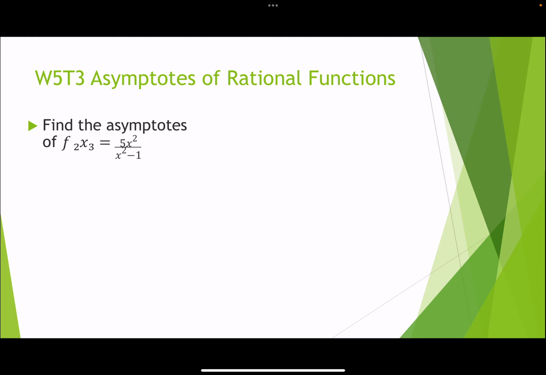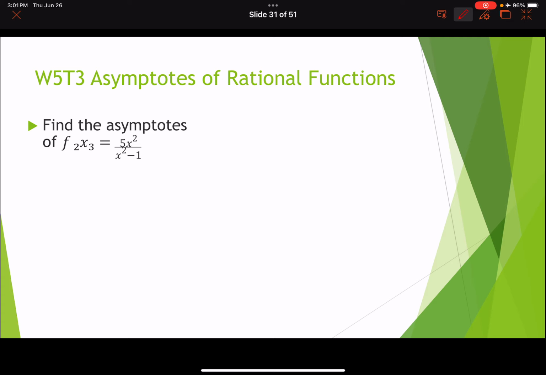So again, remember that when we're dealing with this, that 2 and the 3 really aren't there. Pretend those are parentheses, okay? So when we're looking at this, first we're going to do the vertical asymptotes.